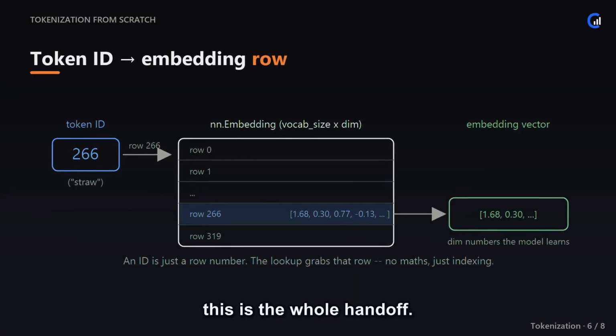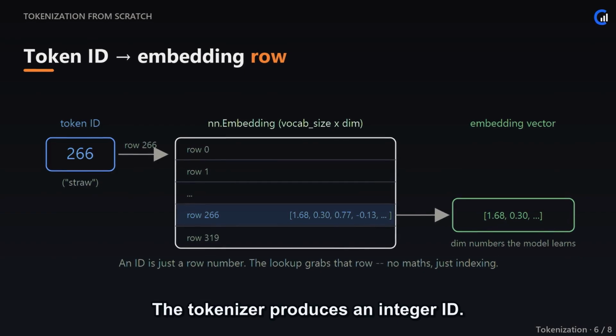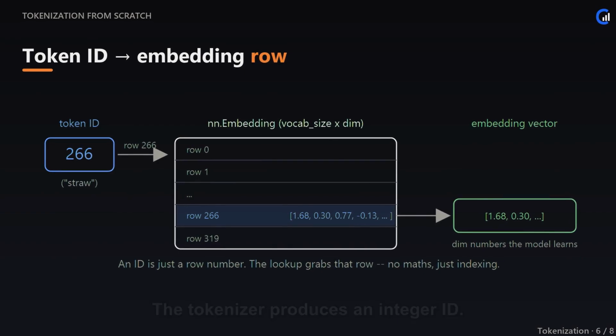Visually, this is the whole handoff. The tokenizer produces an integer ID. That integer is read as a row number into the embedding table, and the matching row, a vector of learnable numbers, comes out. That vector is what flows into the rest of the network. Tokenization ends exactly here, and the model's learning begins.